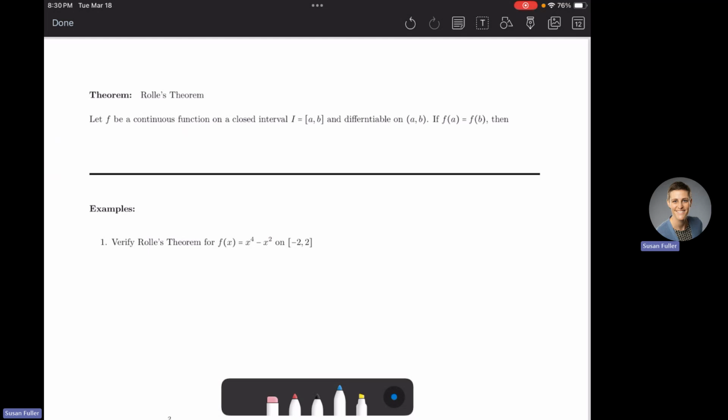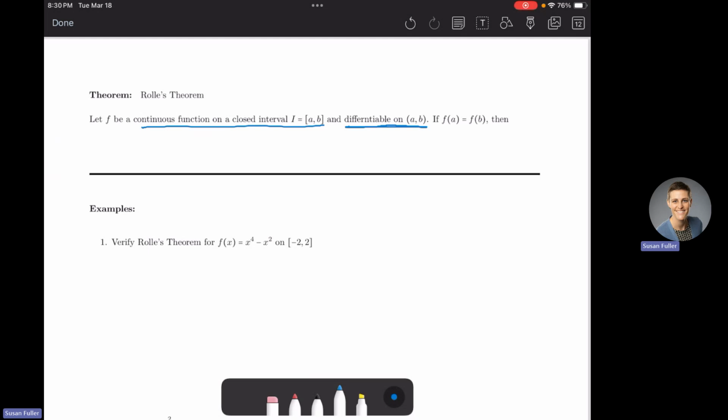But it's a very special case which streamlines things a little bit, but not a ton. So here we go. Rolle's theorem says that if our function f is continuous on a closed interval from a to b, and differentiable on the open interval. And that should sound very familiar.